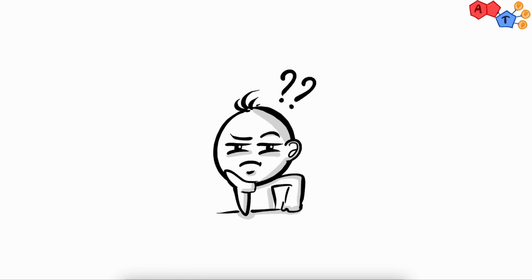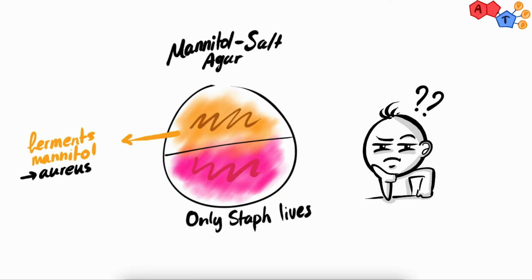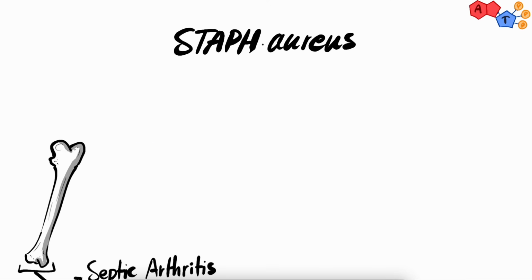In the lab, if you want to know that you're dealing with Staph aureus, you can use mannitol salt agar. The salt will only allow Staphylococcus species to grow, and if the bacteria can ferment mannitol, then it's aureus, and the agar will have yellow color. Otherwise, the agar will turn pink, so although the bacteria is Staph, it's not aureus, so it could be epidermidis or saprophyticus. Staph aureus is the most common cause of septic arthritis and osteomyelitis in adults.